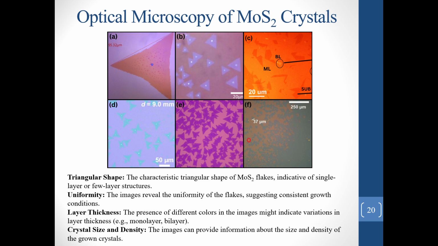And lastly, the crystal size and density. These images basically provide information about the size and density of the grown crystals. By optical microscope we can easily visualize the size and density of the crystals. So here you can measure the size of the crystal, and we can also measure the density. This is a 37 micrometer view, this is a 50 micrometer view, these are 20 micrometer views, and this is a 95.32 micrometer view.